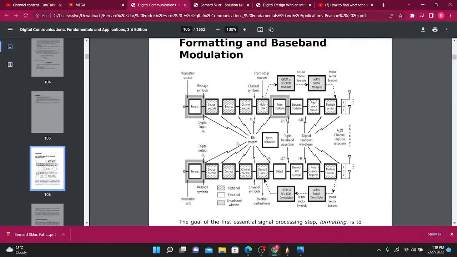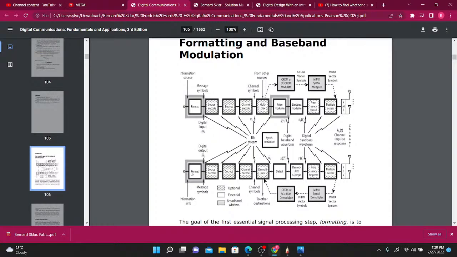This is a block diagram showing the procedure. The information source goes through encoding, encryption, multiplexing, modulation, transmitter, through the channel, then the receiver, then the reverse process. Every process here is reversed: demodulation, decryption, source decoding, then format, then we have our information at the output. So that's what the course is about. We are going to look at how to transmit and receive digital signals.